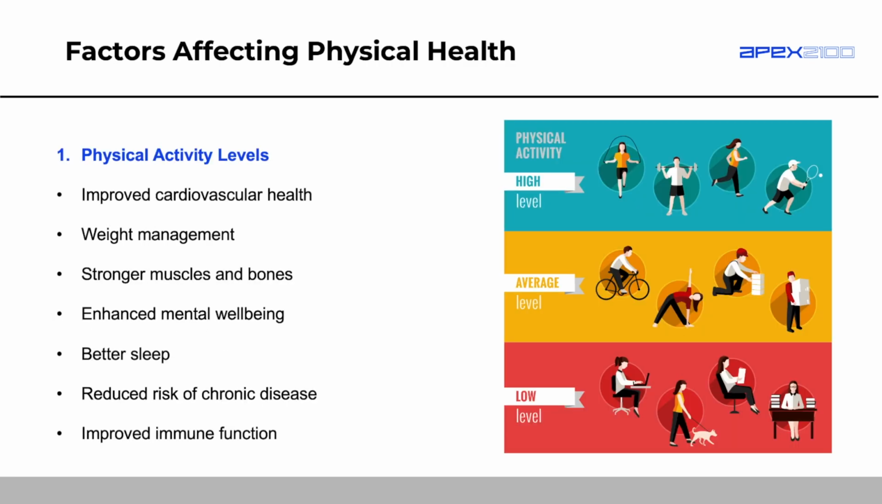All right, we're going to talk now about factors affecting our physical health. Now, again, this is pretty self-explanatory. If I asked you to tell me some factors that might affect your physical health, firstly, you're probably going to tell me the amount of physical activity that you do, and that would be correct. And we've spent all of this time talking about it. It improves our cardiovascular health, weight management, gives us stronger muscles and bones, enhances our mental well-being. We get better sleep, reduced risk of chronic disease, and improved immune function. So exercise can enhance the immune system and reduce the risk of illness and infection. So physical activity, of course, affects our physical health.